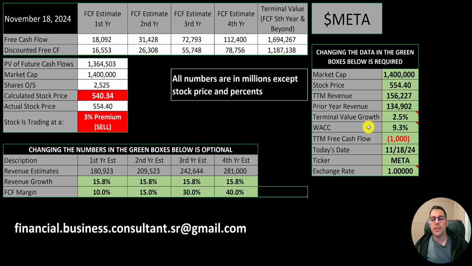Another thing to change is the WACC. If you think the WACC is too high, you think it should be 8%, now it's undervalued. The lower the WACC, the higher the valuation. The WACC is discount rate, the rate you discount the cash flows by.